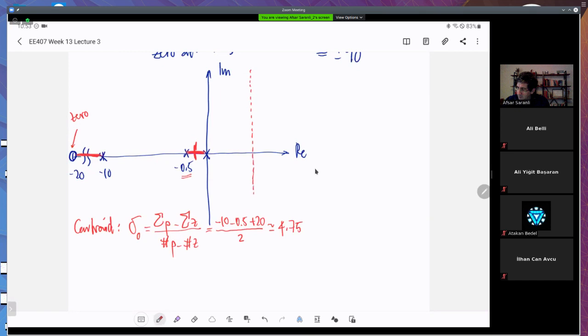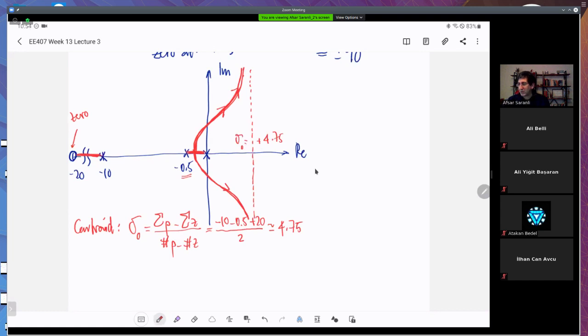Unfortunately on the unstable side. So what's going to happen is that these branches will have to go towards the unstable region, like this, and approach the asymptotes. So this is plus 4.75, the centroid.